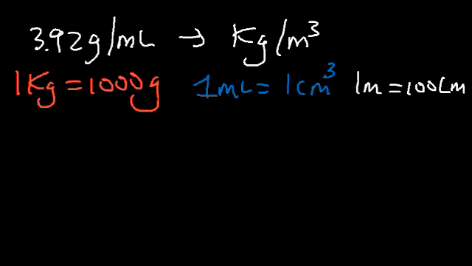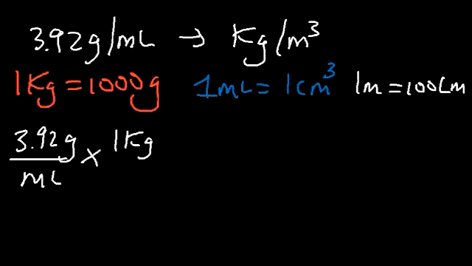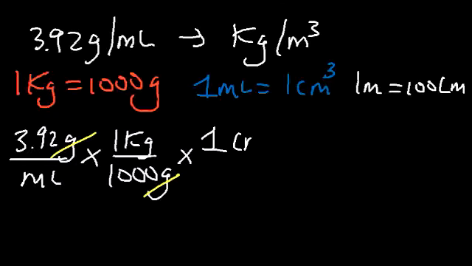But I like to use the common conversion. So let's start with 3.92 grams per milliliter. And so there's 1 kilogram per 1,000 grams. And so we can see the unit grams cancel. So now let's focus on milliliters. There's 1 cubic centimeter per 1 milliliter. And so this unit, well, actually, I did that wrong. Milliliters should be on top.